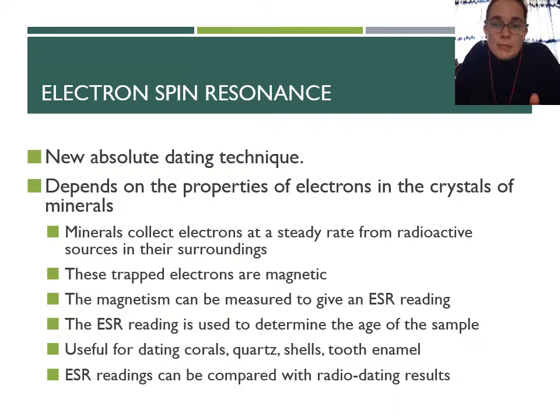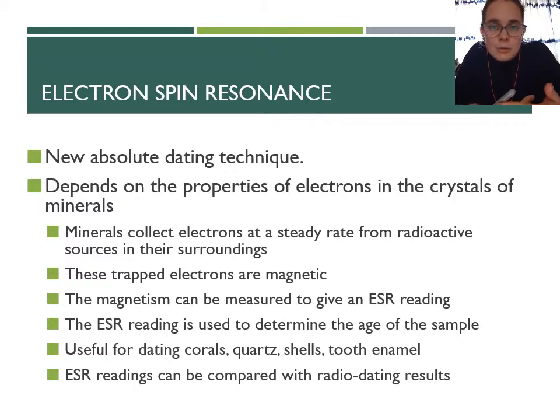Electron spin resonance. This is another type of absolute dating technique, and it's relatively new, but it really depends on the properties of the electrons that are in the crystal makeup of minerals. So if you think back to year 8, rocks are made of minerals. Minerals have crystal structures. So any type of mineral will have a different type of shape. There's lots of different crystal shapes that you can be getting. But we're looking at the properties of the electrons that make up the minerals, and the minerals make up the rocks. Very confusing.